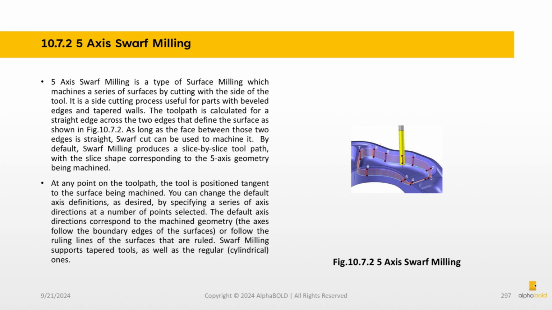By default, swarf milling produces a slice-by-slice tool path, with the slice shape corresponding to the 5-axis geometry being machined. At any point on the tool path, the tool is positioned tangent to the surface being machined. You can change the default axis definitions, as desired, by specifying a series of axis directions at a number of points selected. The default axis directions correspond to the machine geometry. The axes follow the boundary edges of the surfaces, or follow the ruling lines of the surfaces that are ruled. Swarf milling supports tapered tools, as well as the regular, cylindrical ones.